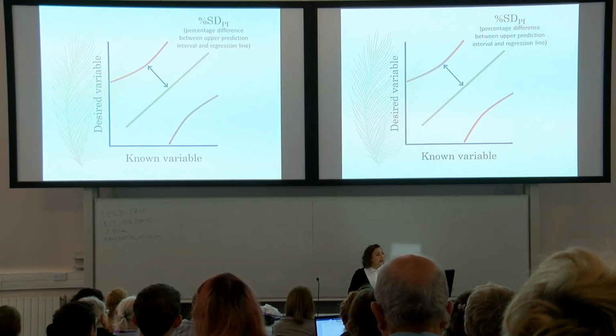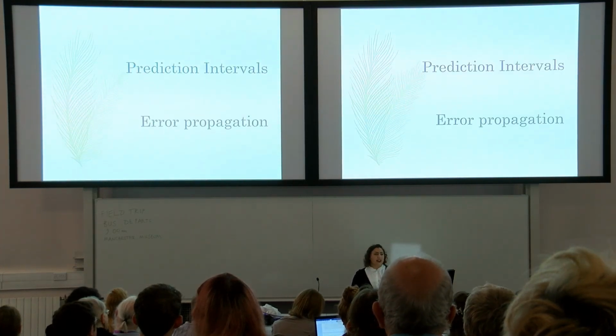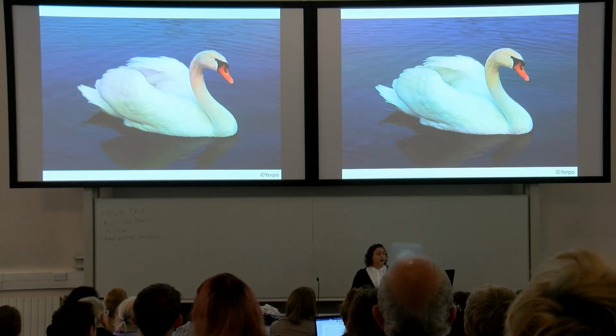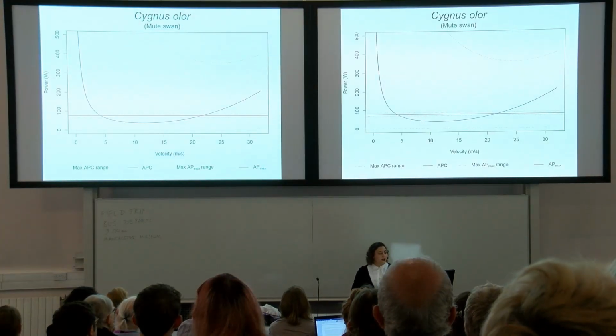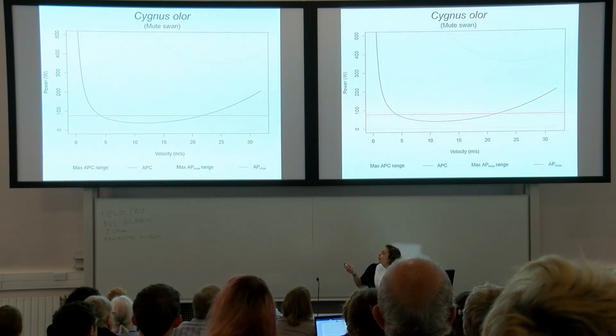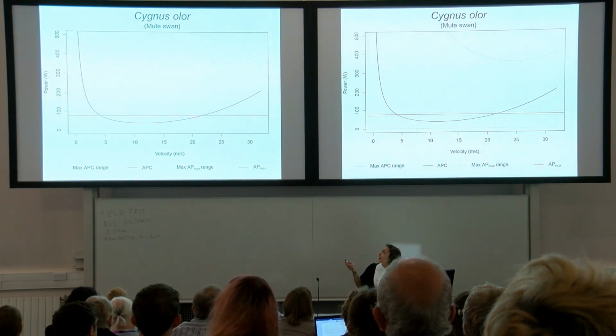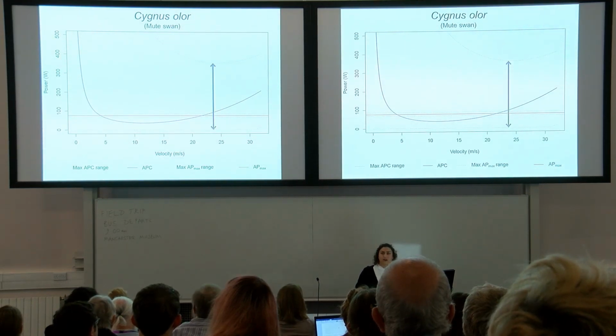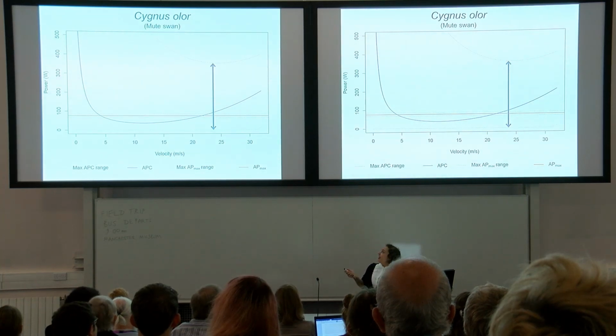And then once I'd done this, I calculated some APCs and incorporated the error from the prediction intervals and the error propagation rules into them. So in order to see what the result was, let's go back to our mute swan. This is the same chart that I showed you earlier, with the solid blue line being the APC that I calculated directly from the regression equations, and this range representing the error margin. Now, what I want to draw your attention to is just how big this error margin is.